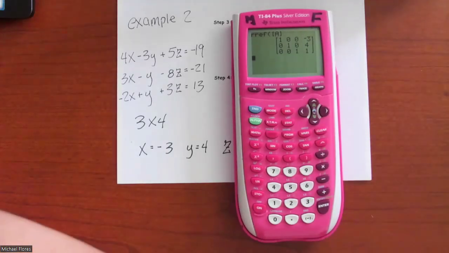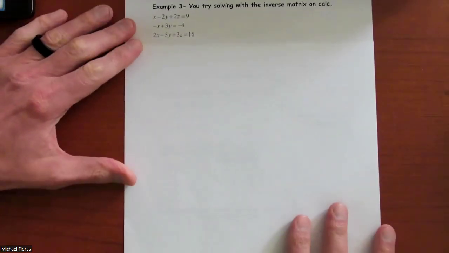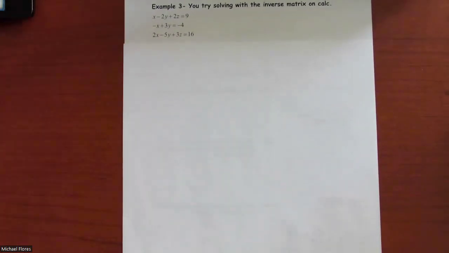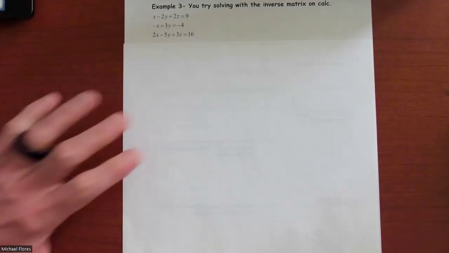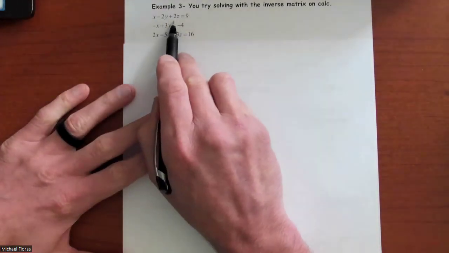Let's now move on to the other examples. Now you try, Alvin, with your inverse matrix on calculator. I really like this example because not all of your problems are going to be set up perfectly like our previous two examples. You want to follow the example of this very top system.